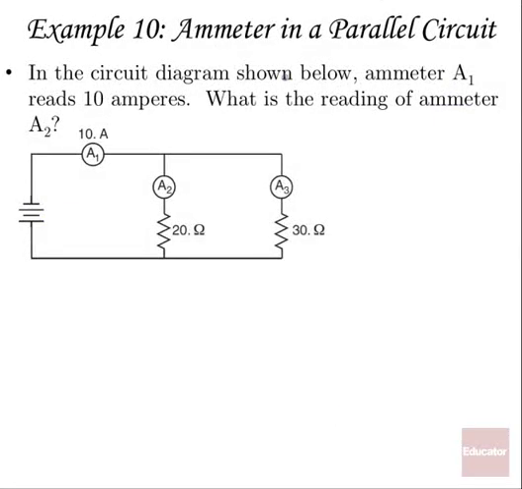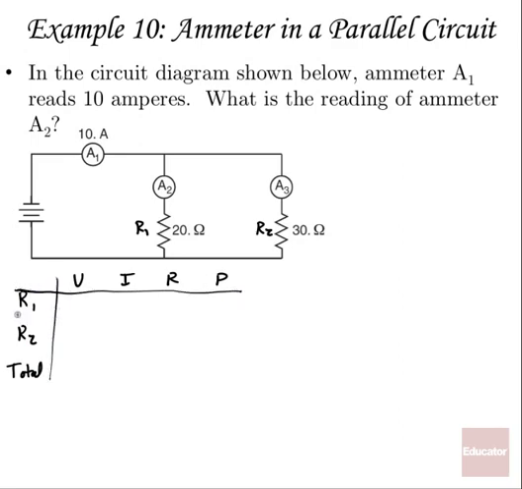Looking at an ammeter in a parallel circuit again. In the circuit diagram shown below, ammeter A1 reads 10 amperes, so 10 amps right there. What's the reading of ammeter A2? Well, let's try a VERP table solution again. If we call this R1, and this one's R2, then we have R1, R2, and total, and V, I, R, and P. We'll make our table.